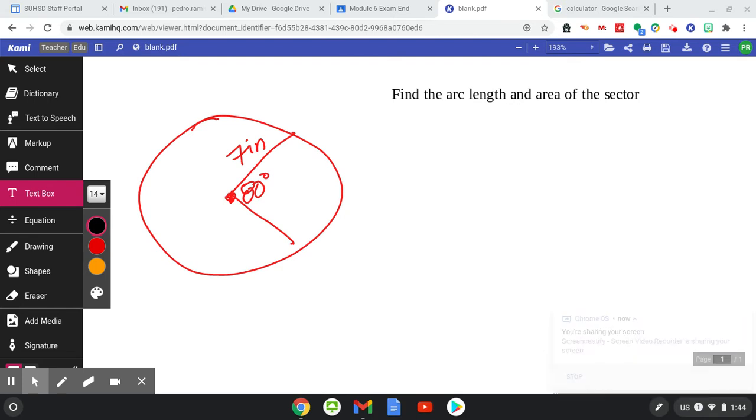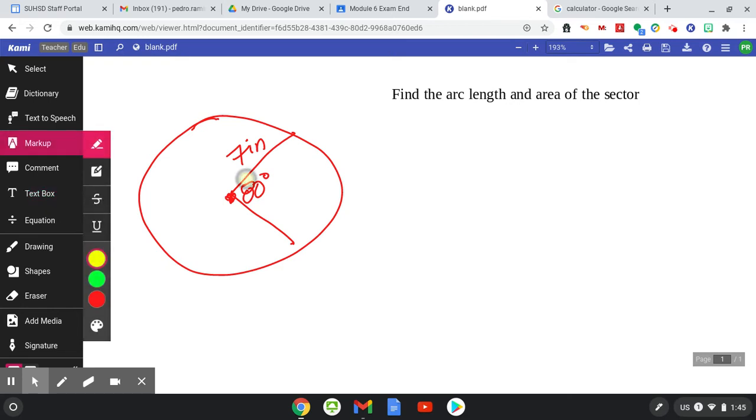Let's talk about solving for the arc length and area of this sector right here. I'm going to highlight it in yellow so you know exactly which sector we're talking about. We're talking about this right here, arc length out here. We're going to try to solve for both the arc length and the area of the sector.